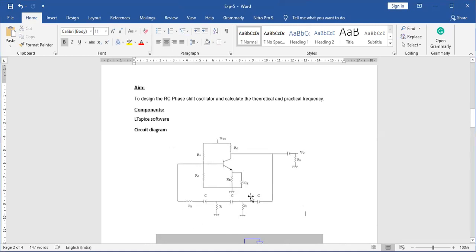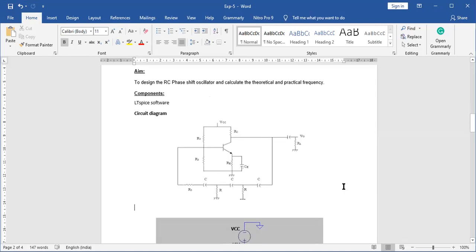In the RC phase shift oscillator, the amplifier provides 180-degree phase shift and the three-stage RC network provides another 180-degree phase shift. One RC network provides 60 degrees, and there are 3 RC networks, so 3 into 60 is 180 degrees. So 180 degrees from the amplifier and 180 degrees from the feedback network gives a total 360-degree phase shift.